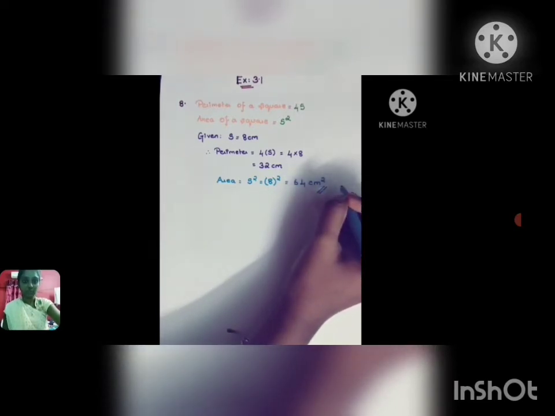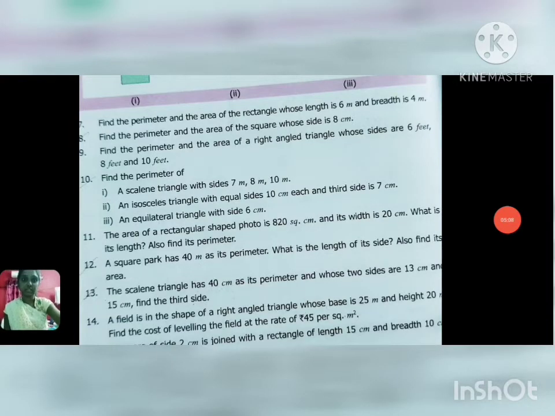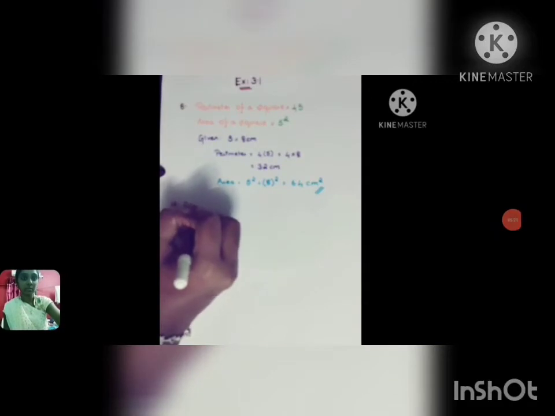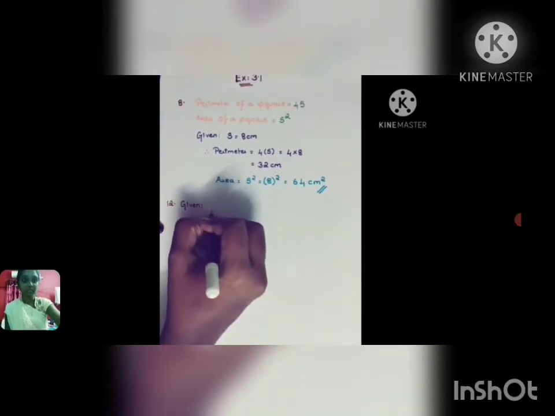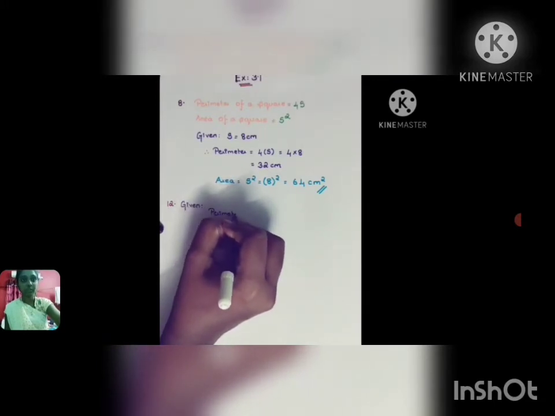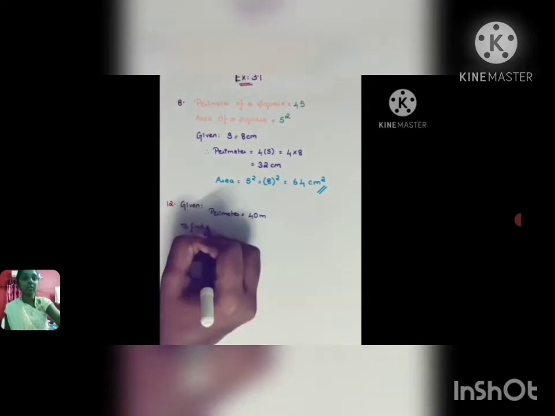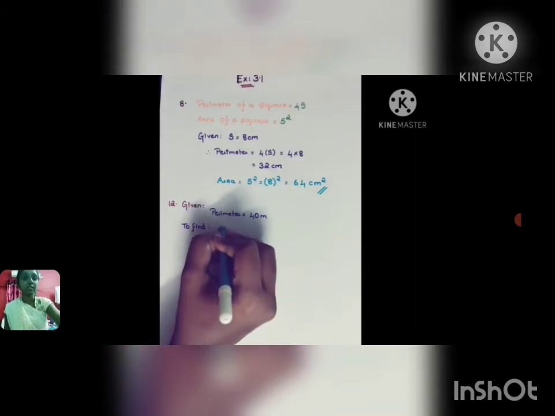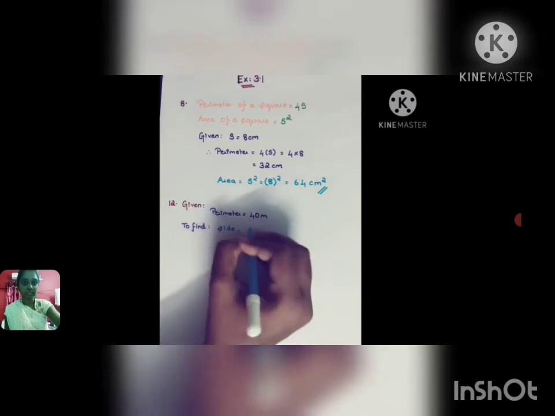Now, let us move on to the next question. Take the question number 12 of exercise 3.1. A square park has 40 meter as its perimeter. What is the length of its side? Also find its area. So now we are given that the perimeter of the square park is 40 meter. We are asked to find the side of the square, and also we are asked to find the area of the square.